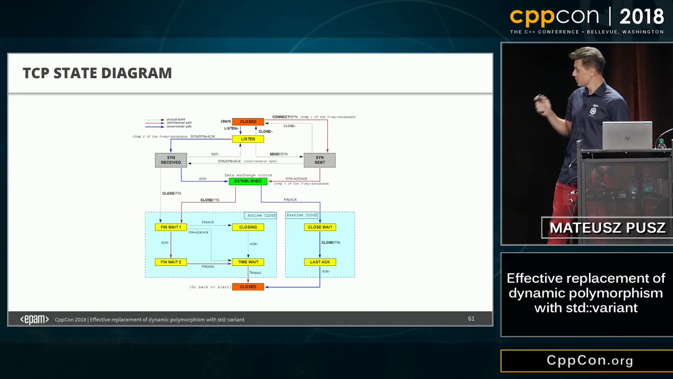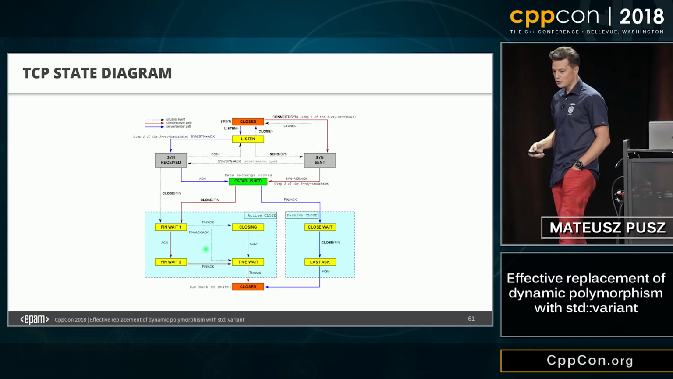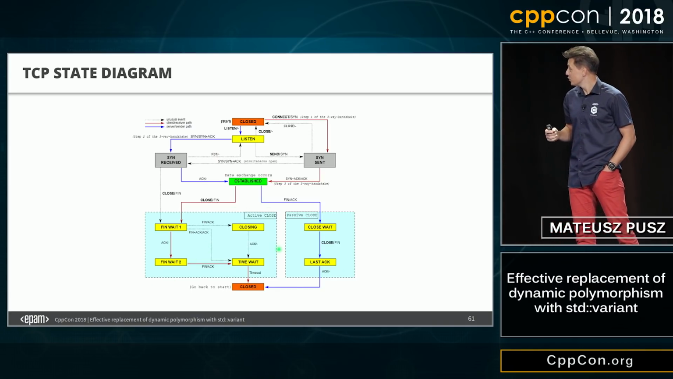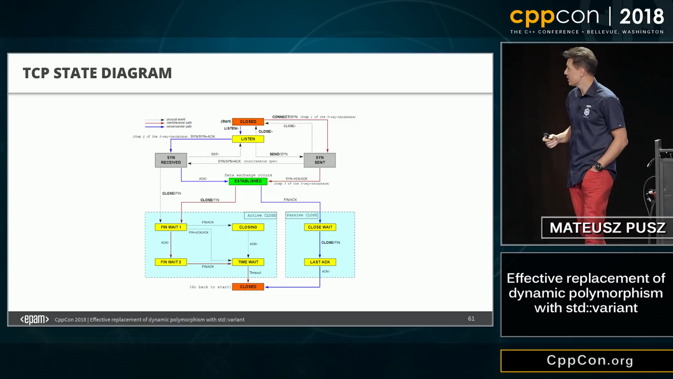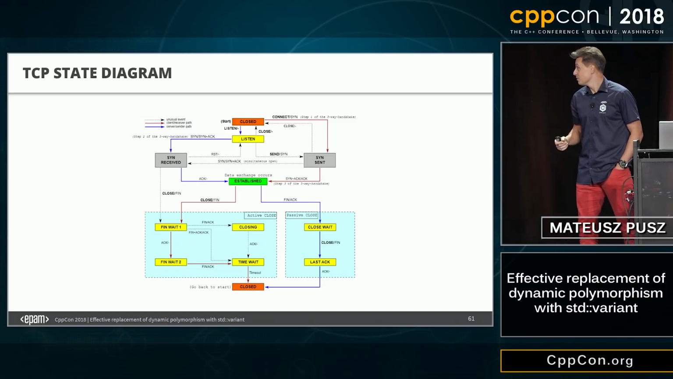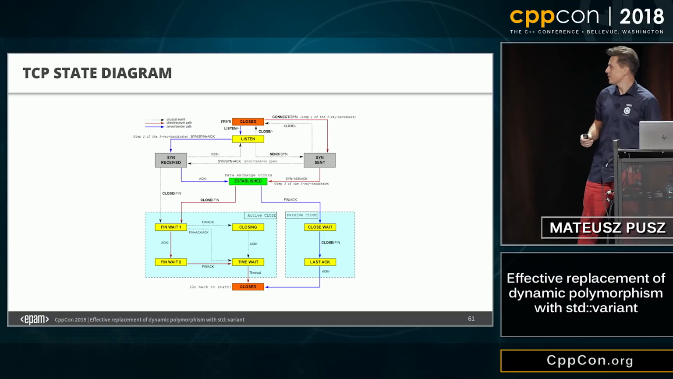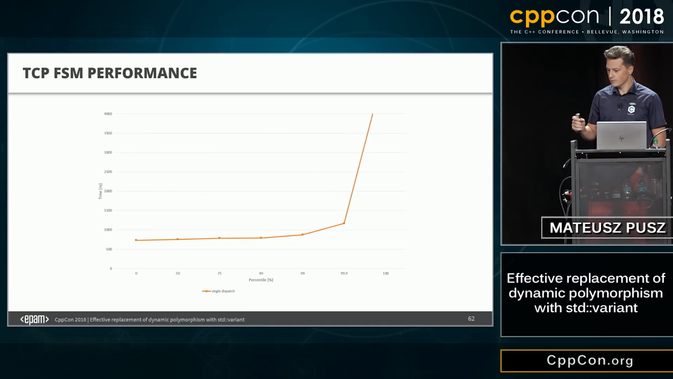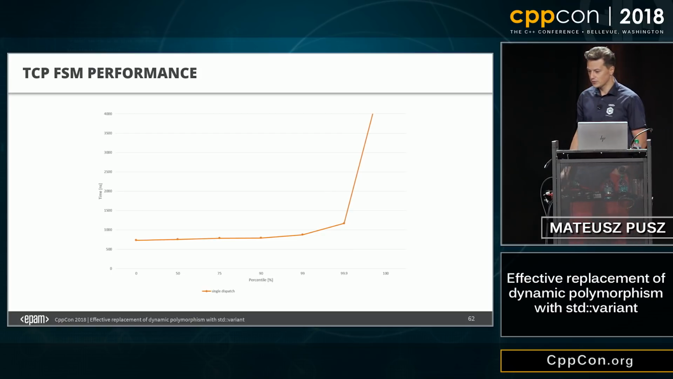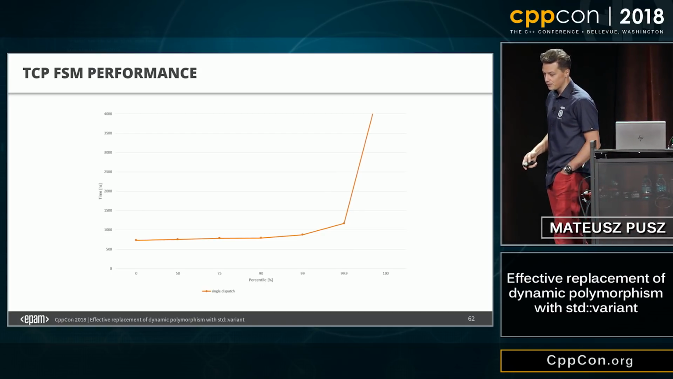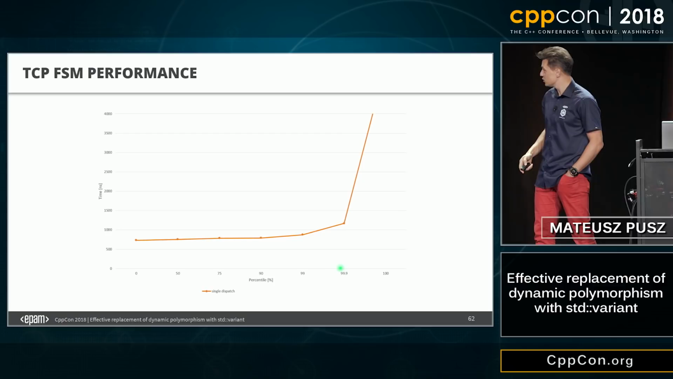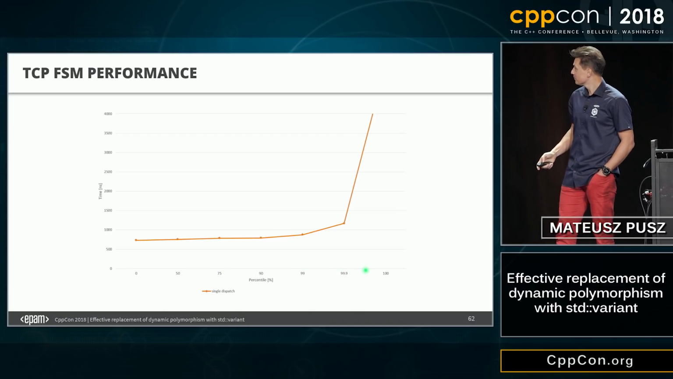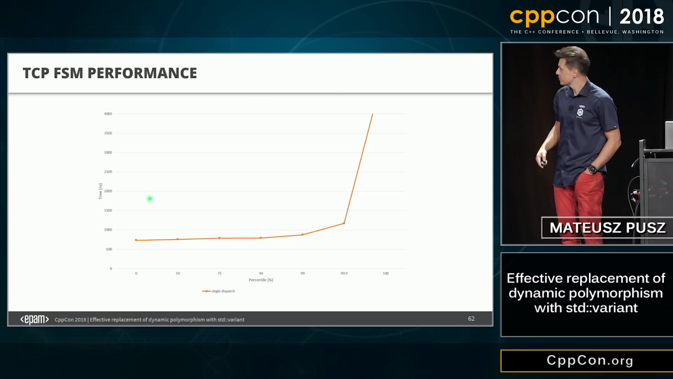For micro benchmarks, I use a bigger Finite State Machine. So I implemented the TCP state diagram like this one in order to make sure that the branch predictors and caches will have a bit harder work here. And these are the results I got. So these are the single dispatch. You can see that on the x-axis we have percentile. It's not a linear scale. And these are nanoseconds.